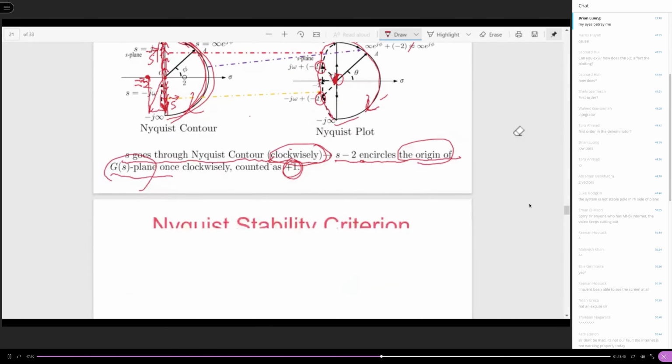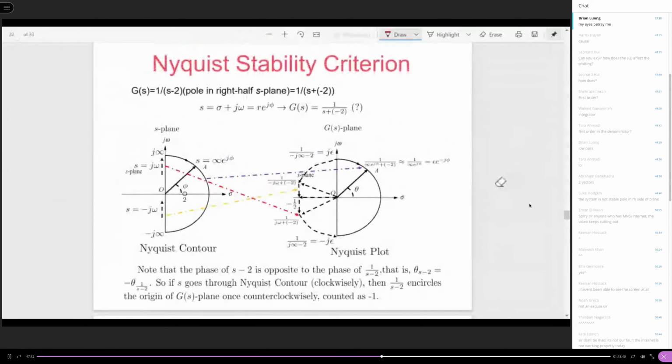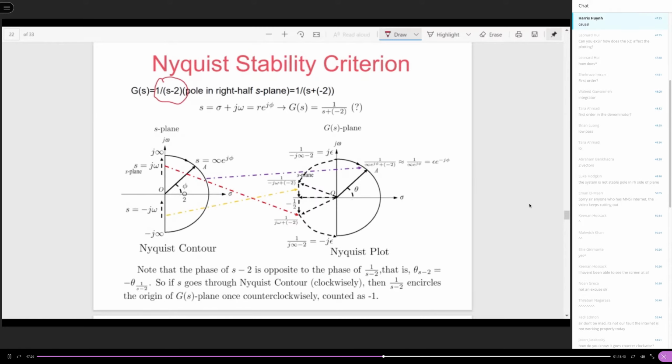So now let's move to the next evaluation. What is this? This is what? Someone tell me. I mean, what I'm talking about is there's 1 over s minus 2. What does this transfer function give you?